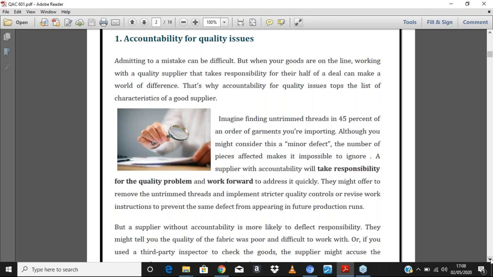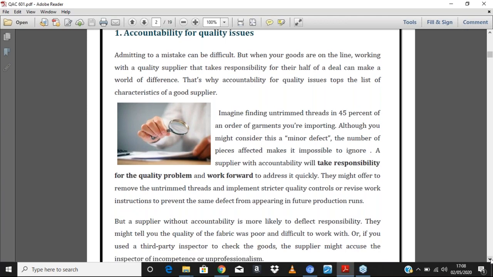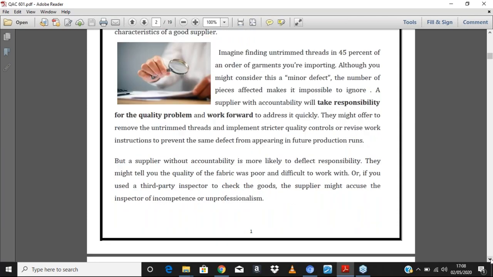A supplier with accountability will take responsibility for any quality problem and will be willing to fix it. A couple of years ago, Toyota had a problem with one of their models, the RAV4, a mechanical problem such that you could be driving your car and unintentionally the car would accelerate itself. So they had to do a product recall.